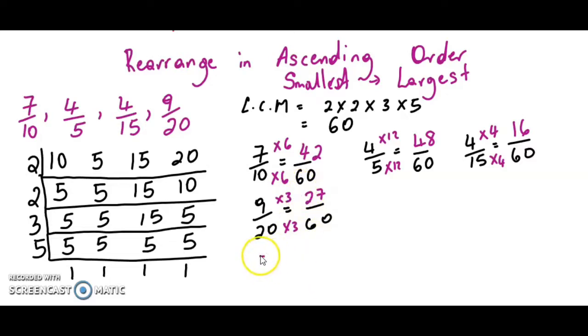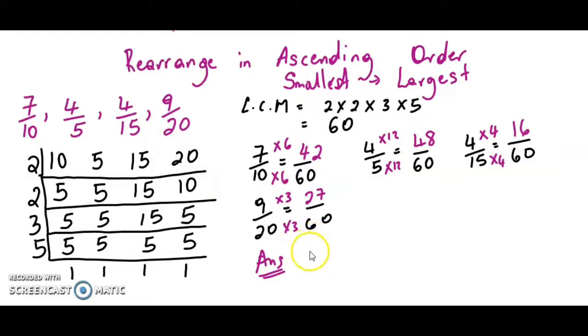Now we are going to write our answer. We're going to look to see which is the smallest fraction. So here I have 16 over 60. This would be the smallest. Therefore, I'm going to write 4 over 15. Remember that you're not rearranging the equivalent fractions. You're rearranging these fractions: 7 over 10, 4 over 5, 4 over 15, and 9 over 20, right?